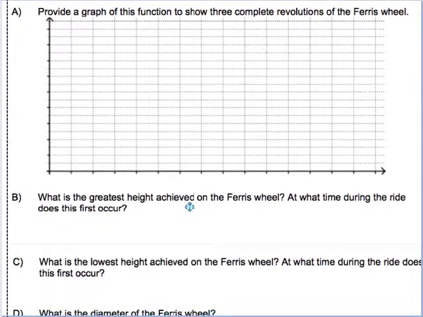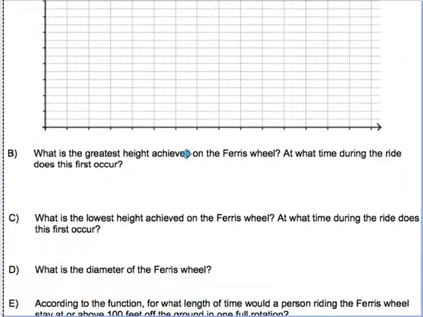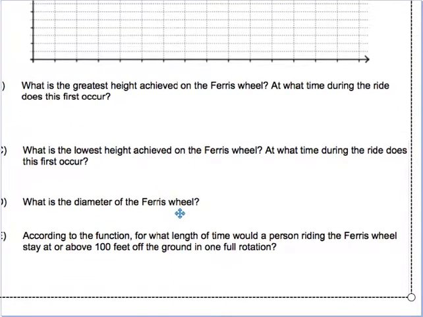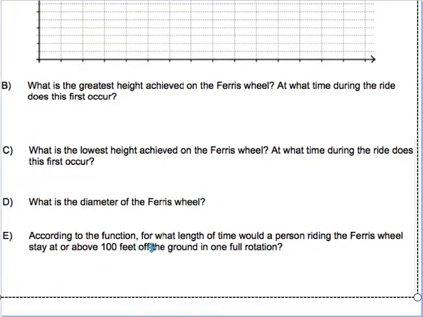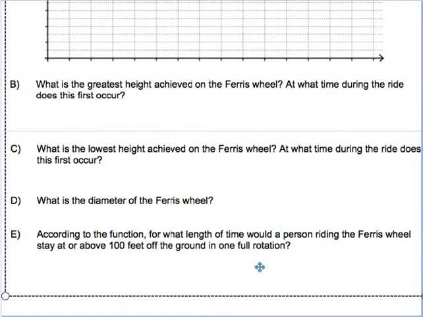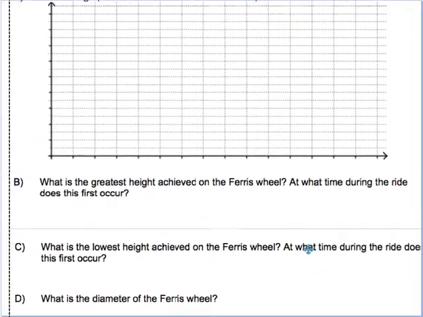The greatest height achieved by the Ferris wheel, so your maximum point, and then what time that occurs, and then your minimum point for the next one, the diameter of your Ferris wheel. So just from the maximum to the minimum, that length will give you your diameter. And then according to the function, for what length of time would a person riding the Ferris wheel stay at or above 100 feet off the ground in one full rotation?